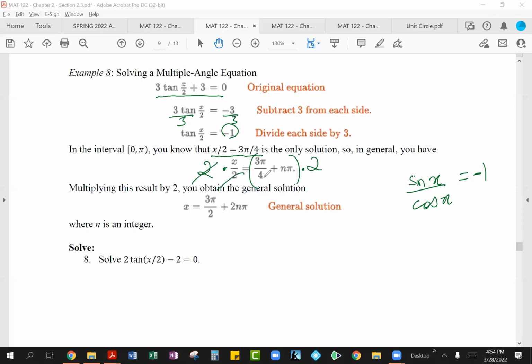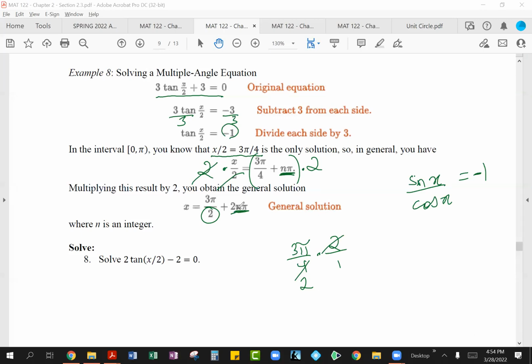So you will see, since you are taking 3 pi over 4 and multiplying it by 2, 2 will cancel out into 4 2 times. That's why this denominator became a 2. And tangent has a period of pi. So that's why you're only adding n pi over here. And then when we multiply this by 2, that's how this ended up becoming 2n pi.